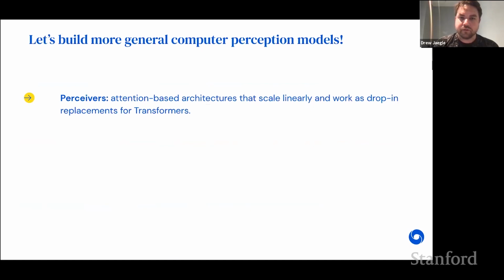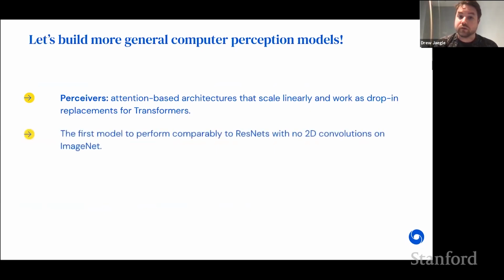Okay, so just to summarize, the Perceivers are attention-based architectures that scale linearly and work as drop-in replacements for transformers on a variety of settings. They also seem to be able to achieve results that are comparable, at least in performance, with models that rely on 2D convolutions. But of course, there is a trade-off here, generality versus speed in specific domains. And so, as was pointed out, in settings where you can use 2D convolutions, it's certainly good to have them in the loop.